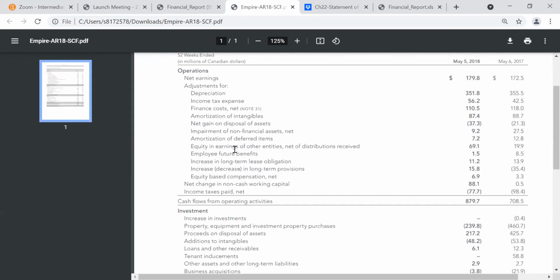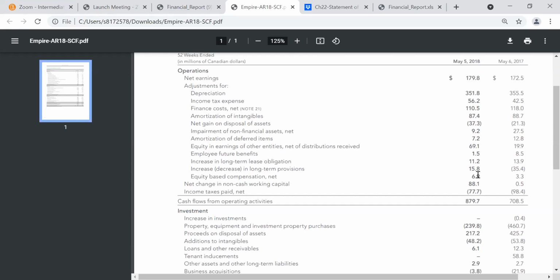These will be the equity in earnings of other entity. Remember, when we have an equity investment and the company reports earnings, we report earnings as the investor, but that's not cash. So this will be the dividends, the earnings distributed by the equity investment company, right? So that's what it is.